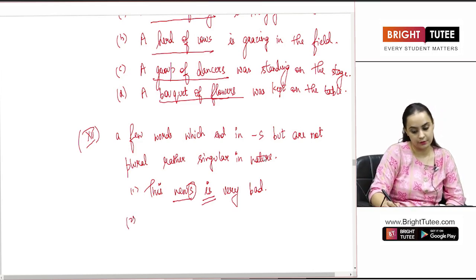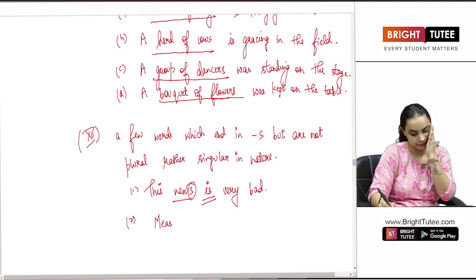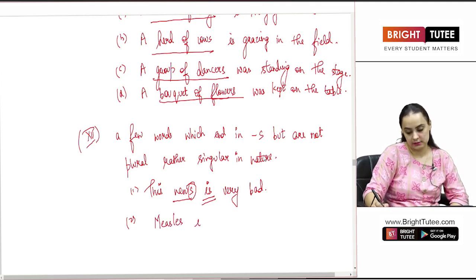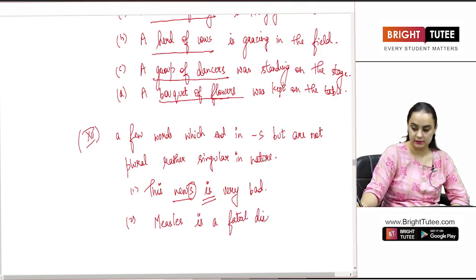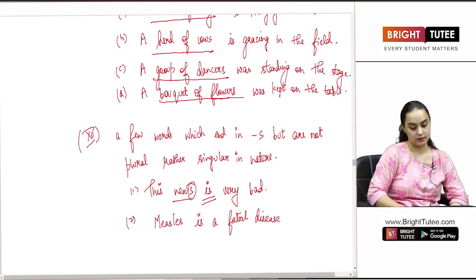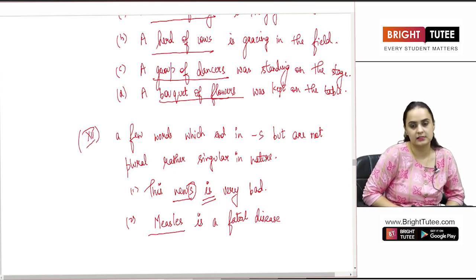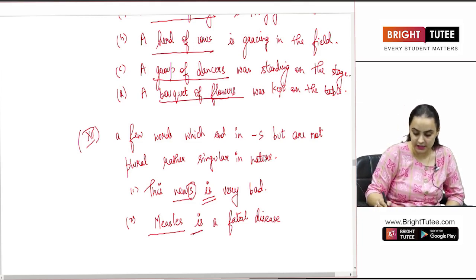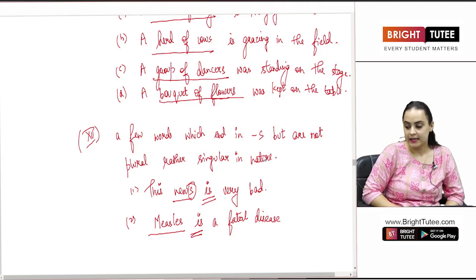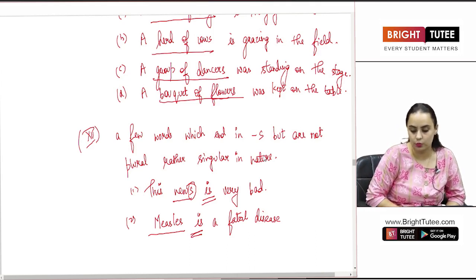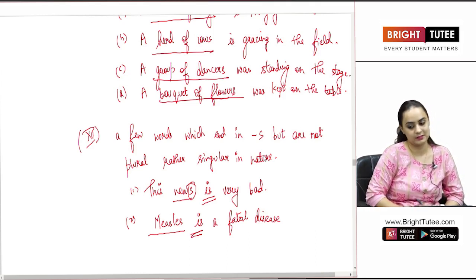If I give you another example, measles is a fatal disease. Measles is again the name of a disease. It is ending with an S, but that does not make it plural. It is singular and therefore it has a singular verb along with it.